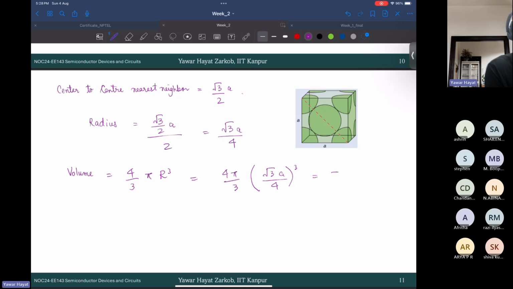If you work this out, this would come out as pi by 16 root 3 a cube. Okay, simple. Then we have, what is the total volume? So the total volume would be twice of this, right? Let me just write this. Our total volume.